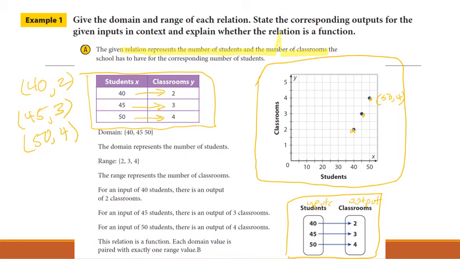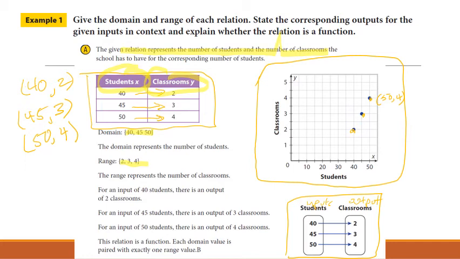The domain will be all of the inputs, or number of students. So there's our domain. Those are how many students we have. And the output is your range. So those are number of classrooms being used. And that's about it for this.